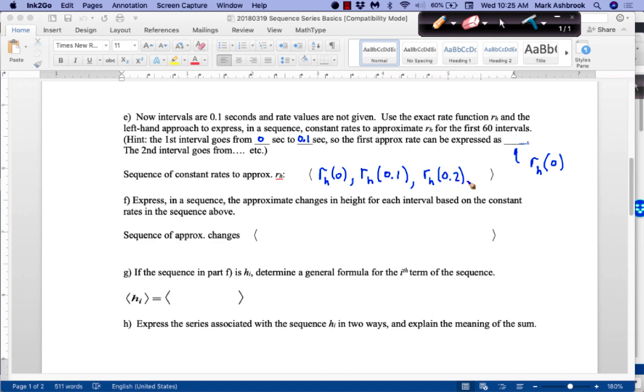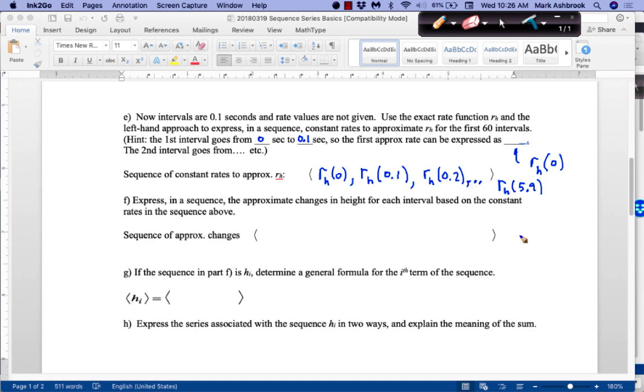What's the last one? So we're going to go all the way to, if there's 60 intervals, it'll be R sub h of 5.9. That's the last one. Because it's the left side of the last interval of a 10th width, right? The widths are a 10th. And the left-hand side of that is going to be R sub h of 5.9. Bonus if you got that.